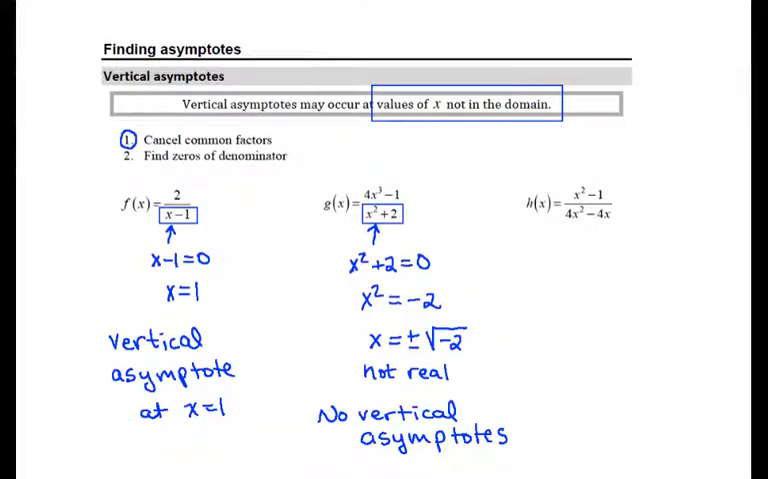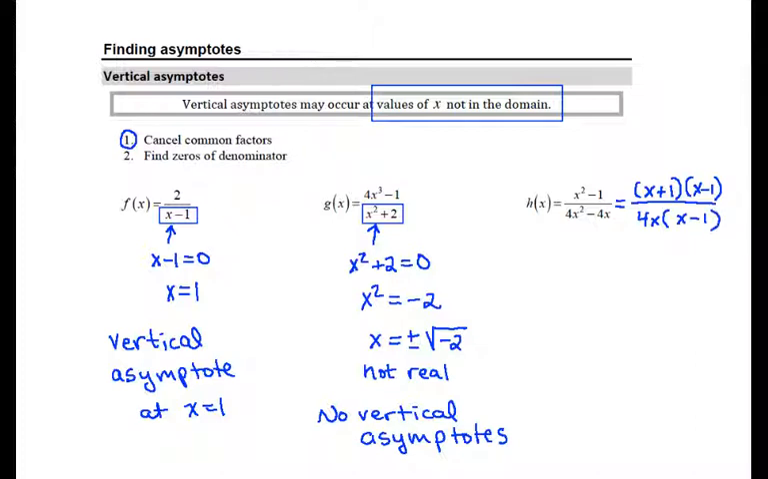Now, I did mention that we need to cancel the common factors first. Looking back at these last two examples, it was pretty clear that there were no common factors we could have canceled. X squared plus 2 is prime. X minus 1 and 2 don't have any common factors, but this last one I may need to factor first. So x squared minus 1 is x plus 1 times x minus 1. And 4x squared minus 4x, I can just factor out that GCF of 4x, and that leaves me with x minus 1.